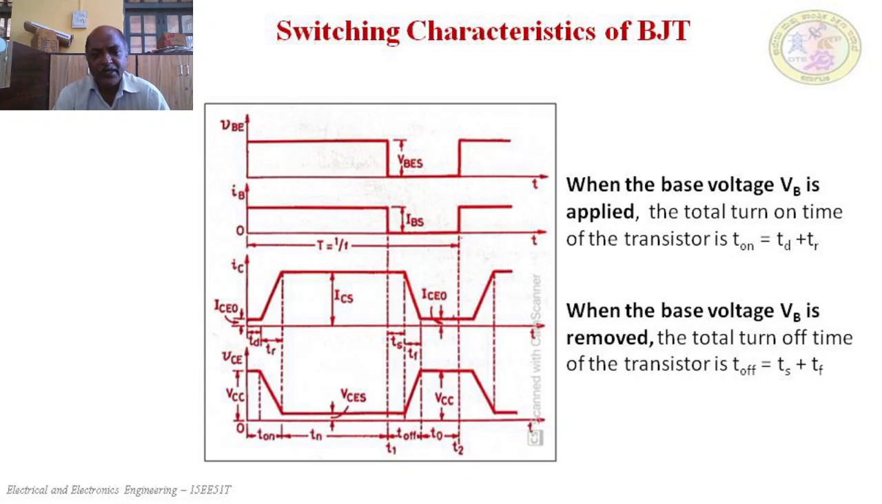After removal of the stored charges, gradually the collector current will decrease and the collector emitter voltage will increase. After a certain time, that is TF, the collector current will reduce to the minimum value or 0, and the collector emitter voltage reaches the maximum value, equal to VCC, and now the transistor is said to be switched off. So this is the variation of collector current, collector emitter voltage, base current and base emitter voltage as shown in the waveform.